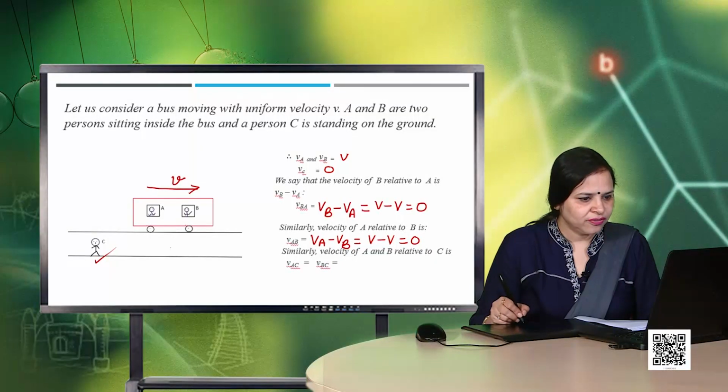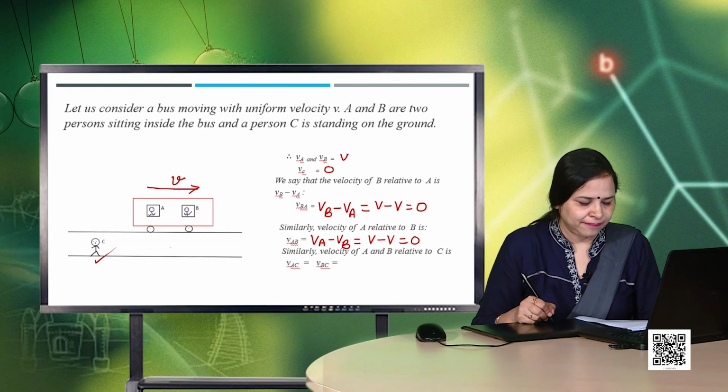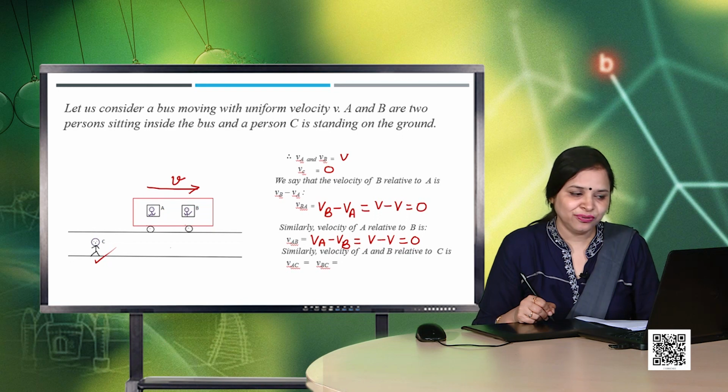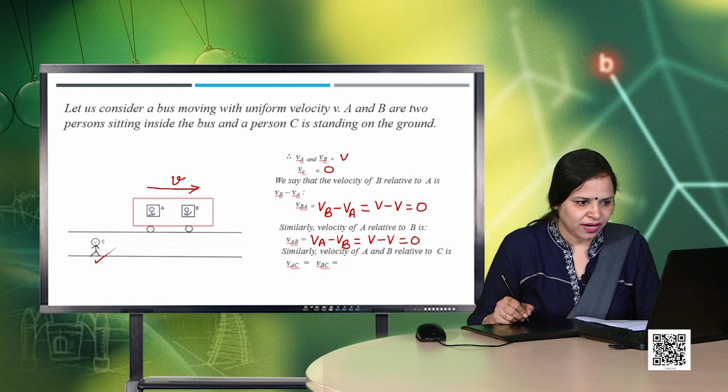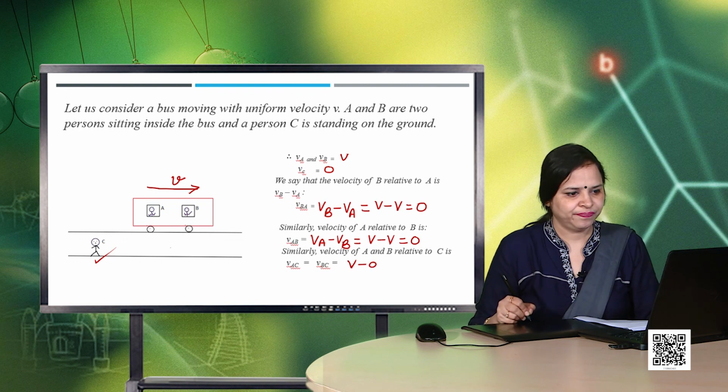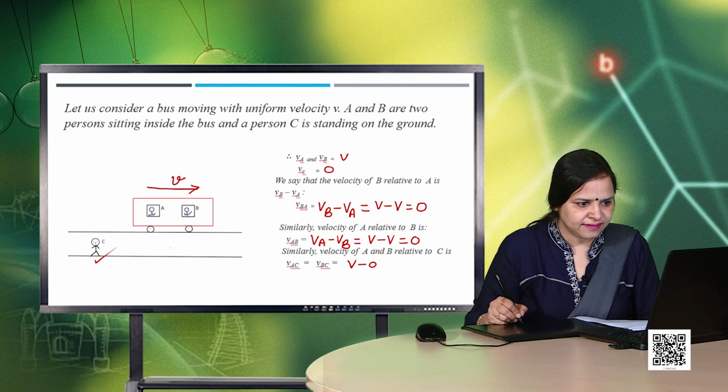Now, the velocity of A relative to C. C is the passenger who is standing on the ground, the person who is standing on the ground. So, the velocity of A relative to C, or the velocity of B relative to C, will be the same, that is V minus 0. So, that is how it is equal to V.